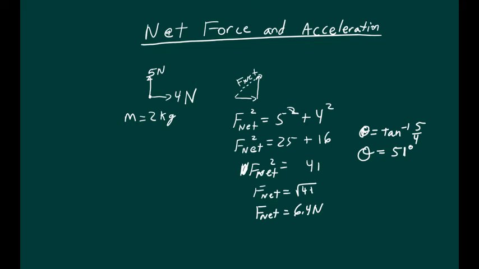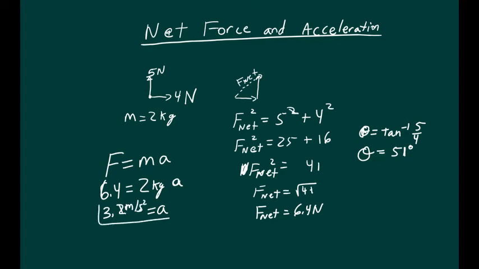Now, what would our acceleration be? Well, F equals ma. F is 6.4. Our mass was 2 kilograms. So our acceleration is 6.4 divided by 2, and you get 3.2 meters per second squared. Okay, so this is a second type of problem, if you will, that you would be expected to try to figure out.